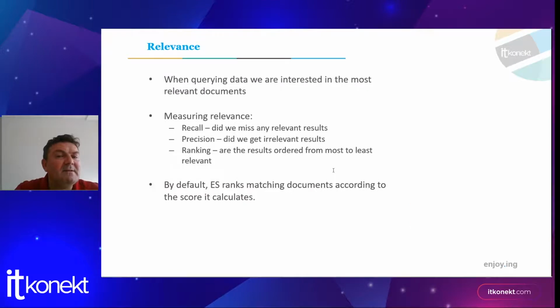The main purpose of Elasticsearch is to provide a search engine. The goal is to serve the best matching documents. But how does Elasticsearch actually know what they are? How many irrelevant documents are returned? How well are documents ranked? In Elasticsearch, we can measure search relevance by the following parameters: recall, precision, and ranking. By default, Elasticsearch ranks matching documents according to the score it calculates.